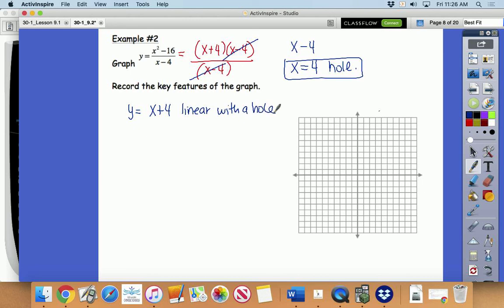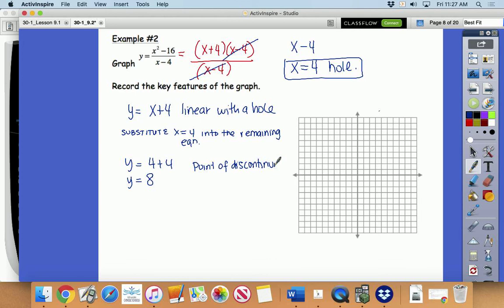Okay, so we're going to have to find out the coordinates of the hole, which is called the point of discontinuity. So we need to find the point of discontinuity by substituting x equals 4 into the remaining equation. Okay, so we know that y equals 4 plus 4. Y equals 8. So we know that the coordinates of the point of discontinuity is (4, 8). So this is where we have to create a hole.